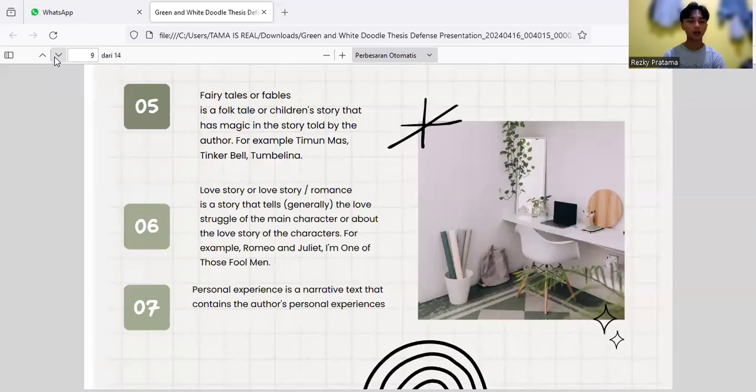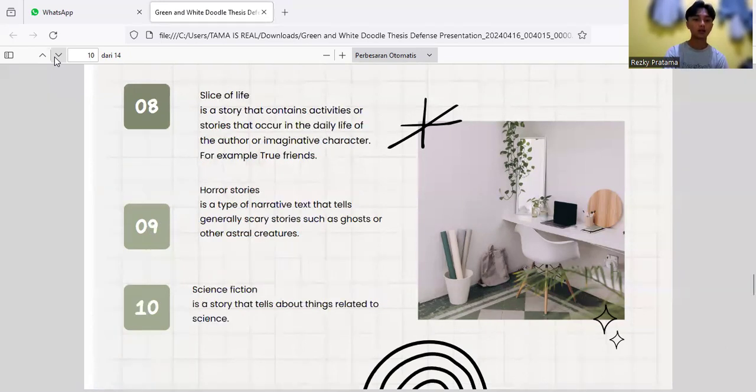And number seven, personal experience, is a narrative text that contains the author's personal experience, like you had a holiday two days ago or two years ago. Number eight, about slice of life. It's a story that contains activities or events that occur in daily life or your daily activity. The author or imaginative character, for example, the true friends. You can search that.